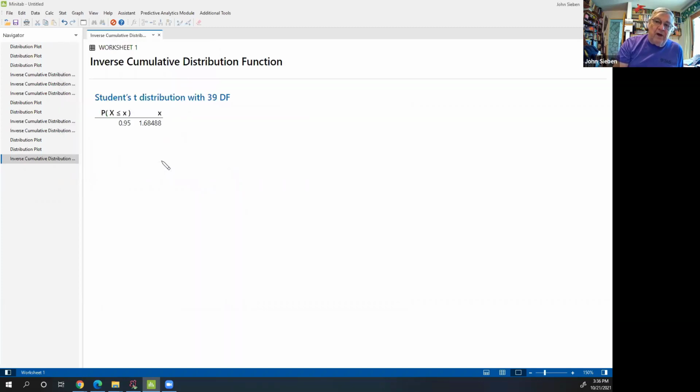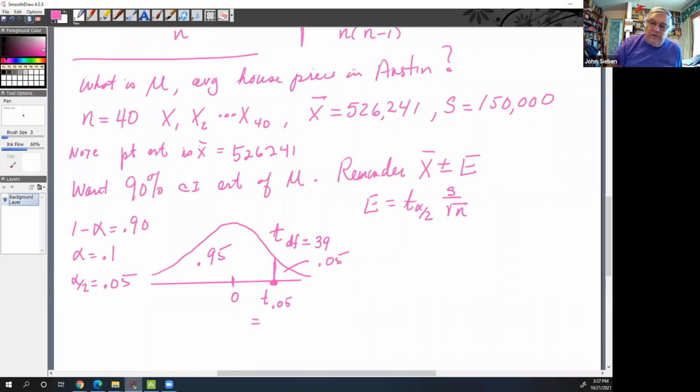So we'll say, okay, and Minitab says the point that you seek is 1.68488. Now let's just use 2 decimal digits here for the sake of simplicity and mark that as 1.68. The point we want is 1.68. Let's put that in our drawing. This point right here is 1.68. When T is 39 degrees of freedom, this is known as a T05. It cuts an area of 0.5 in the upper tail, and its numeric value is 1.68.